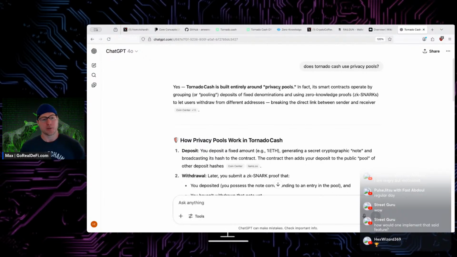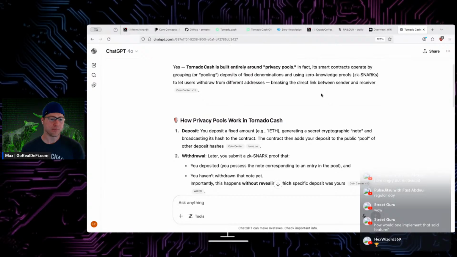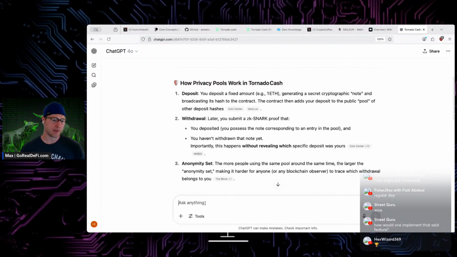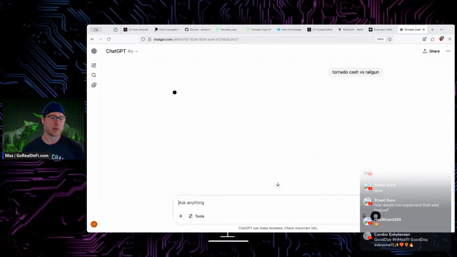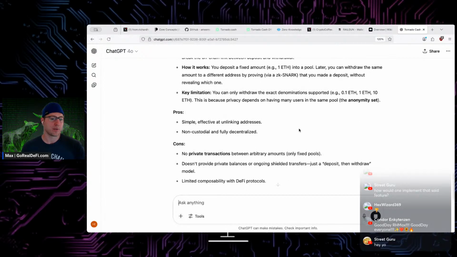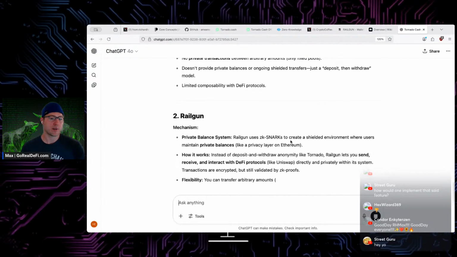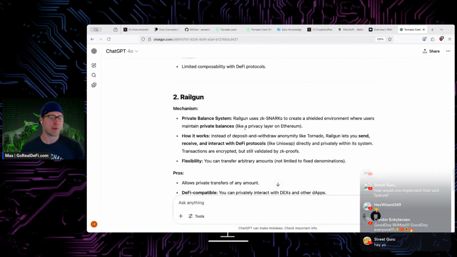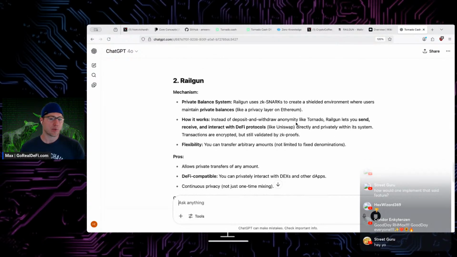So Tornado Cash and privacy pools are different ways of doing privacy. And then there's Railgun. Tornado Cash versus Railgun: Railgun is the DeFi one, so you can shield different DeFi pieces. Railgun creates a shielded environment where users maintain private balances. So instead of deposit and withdrawal anonymity, you say the word anonymous, anonymity.